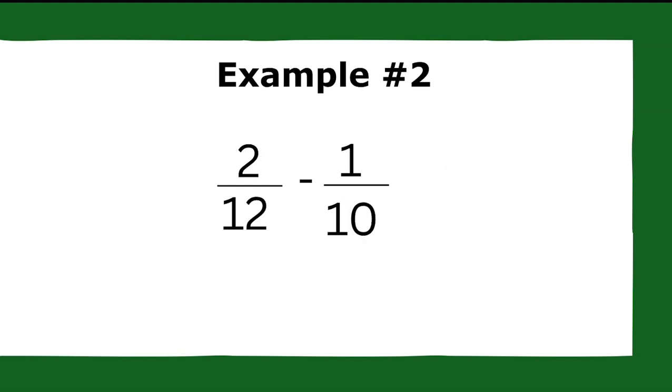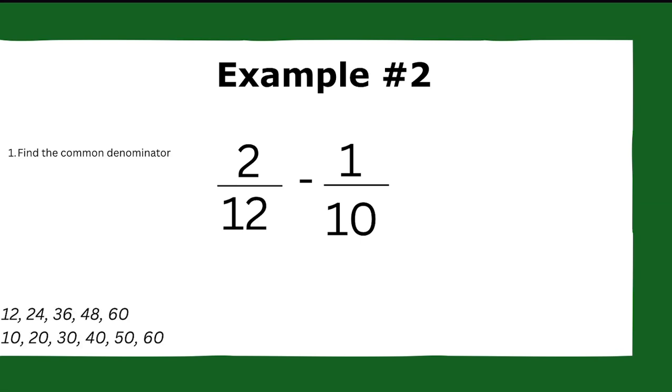Now for my second example, I have 2 over 12 minus 1 over 10. So remembering my steps, I know that the first thing I have to do is find the common denominator. So to find the common denominator, I like to use the listing method. So I list the multiples of 12 and 10 until I find a multiple that they both share. Now, seeing this, I see that they both share 60. So I'm going to write that down, and 60 is my new common denominator.